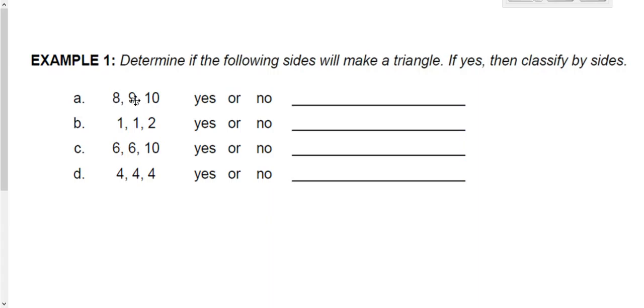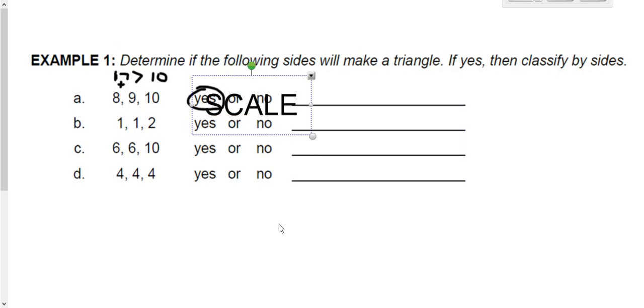So the two smaller sides are 8 and 9, and 8 plus 9 makes 17. If we add these two up, we get 17, and the third side is 10. And yes, the sum of these two sides is greater than this larger side. So yes, we can make a triangle out of it. Now when the side lengths are all different, that is called scalene. So the classification is scalene. S-C-A-L-E-N-E.